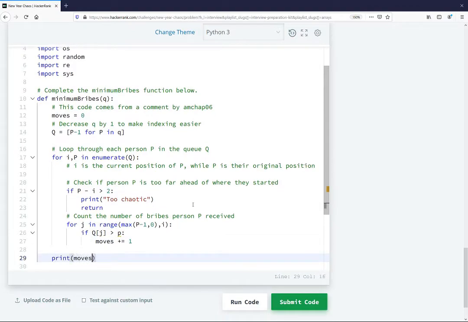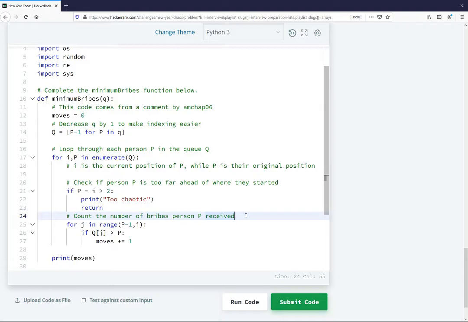Okay, so let's go back and talk about this. Let's first start with this. Remember, if we want to figure out how many bribes a person received, we go to their starting index minus 1 up to where they are now and see how many indices you have that are greater than P.